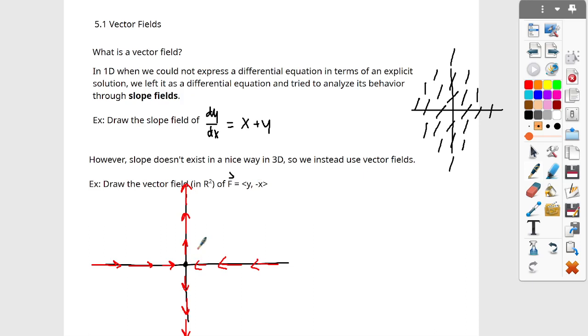What about 1 comma 1? At 1 comma 1, it's negative 1 comma 1. So it's something like this. At 2 comma 2 it is negative 2 comma 2, so it's bigger, and it gets even bigger. And in fact, the pattern looks to be something like this. So what is this pattern? It's trying to flow up and it's trying to flow down, right?